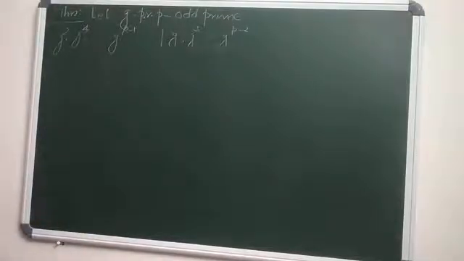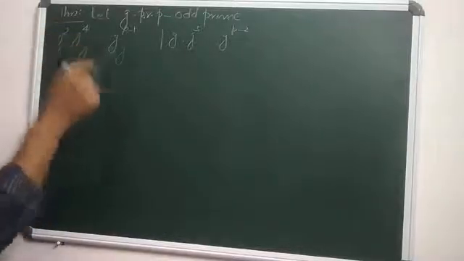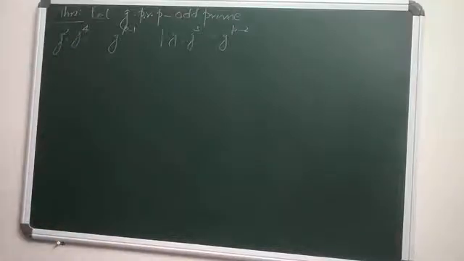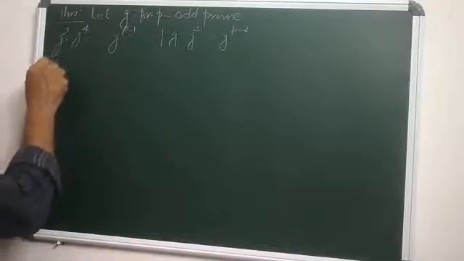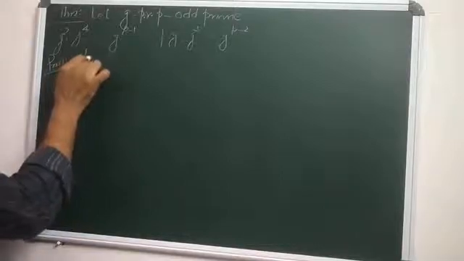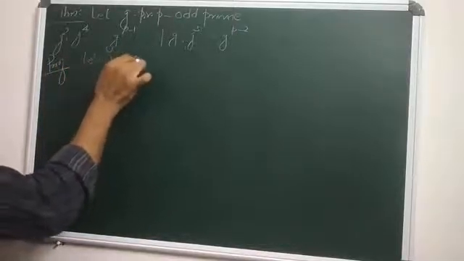If g is a primitive root mod p, where p is an odd prime, then the even powers g square, etc., g to the power p minus 1 are quadratic residues. How to prove this? So the proof is in this way. Let n be even. Suppose n equals 2m.